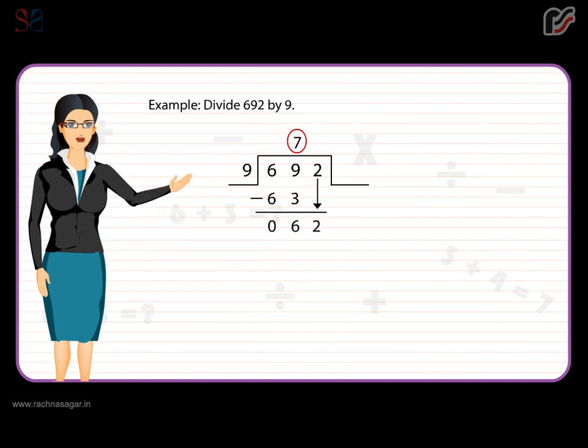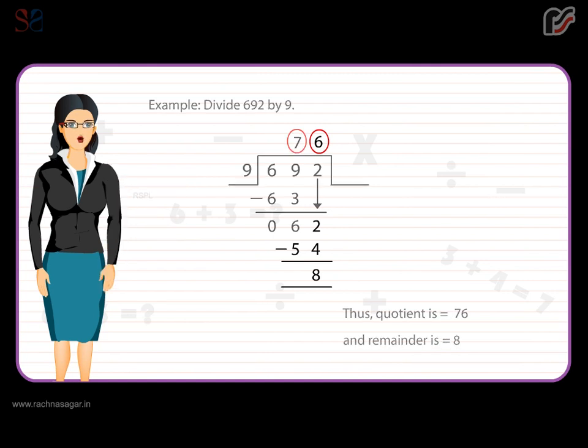Bring down 2 and write it to the right of 6. 62 is the new dividend. 9 multiplied by 6 is equal to 54 and 9 multiplied by 7 is equal to 63, which is greater than 62. So we take 9 multiplied by 6 is equal to 54. Write 6 in the quotient. Subtract 54 from 62, leaving 8 as remainder. Thus, quotient is equal to 76 and remainder is equal to 8.